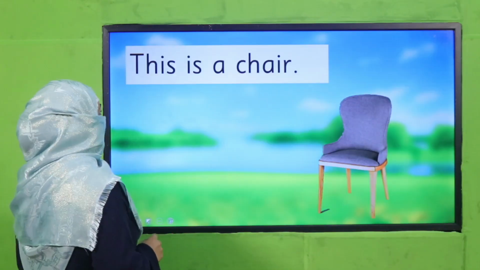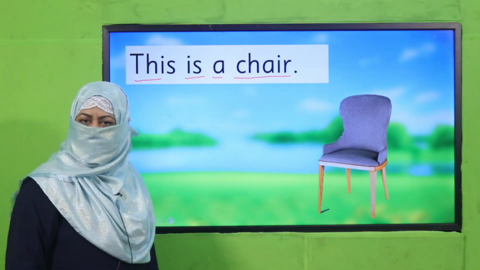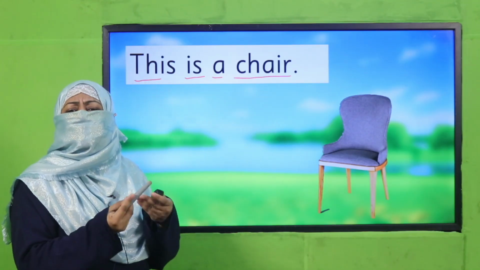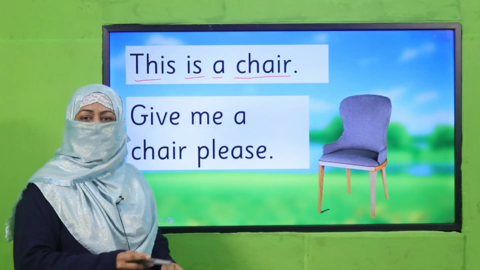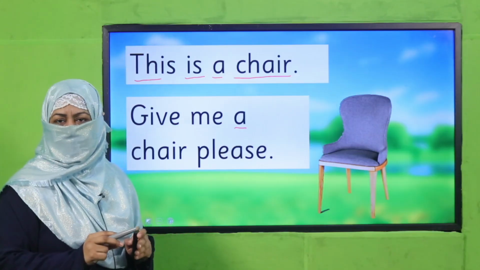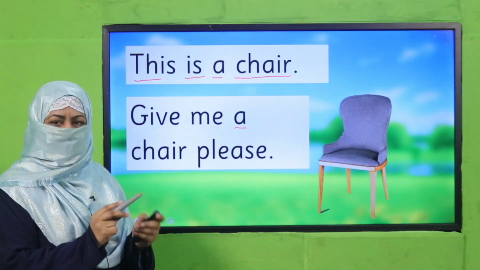Clear? Okay. When I say this is a chair, it means I'm talking about it. This is a chair. It is a general chair. Or if I say you give me a chair, please, it means I'm asking for a chair which can be any. So you can give me any chair, right? One chair, any, a general chair, right?